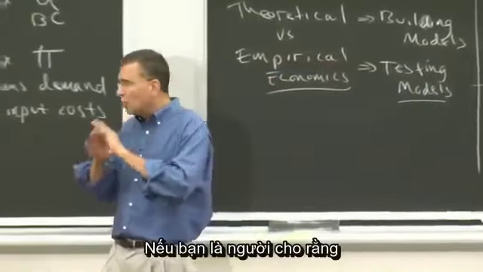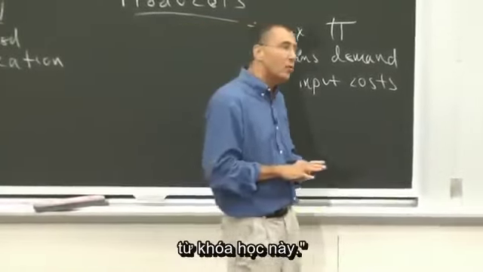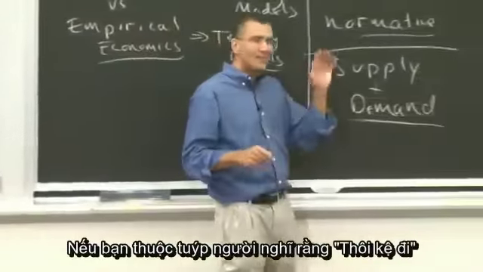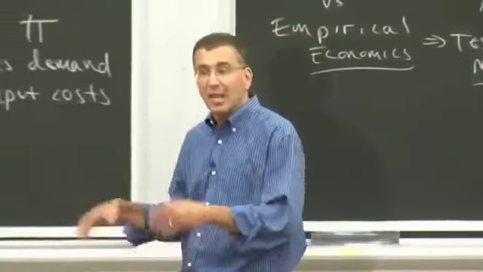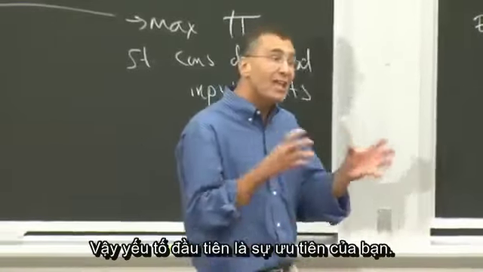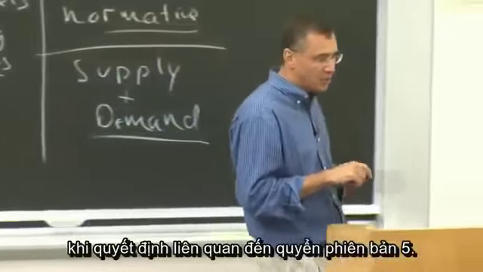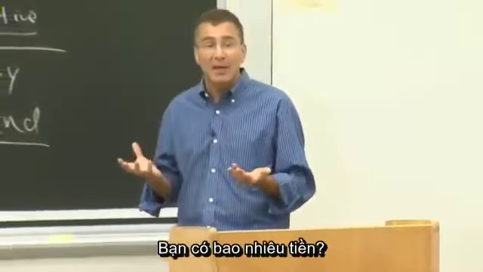If you're someone who says, I will not take a chance in life, I just have to make sure I learn the most possible from this course, then you're going to want that new edition. If you're someone who says, you know what, screw it, I'll figure it out later, I'm going to the lectures, I don't care, okay, then you might not want it that much. So that's the first factor. It's going to be your preferences, in particular how much you're willing to take a risk that you need this 5th edition. The second factor is going to be your constraint, how much money you have.